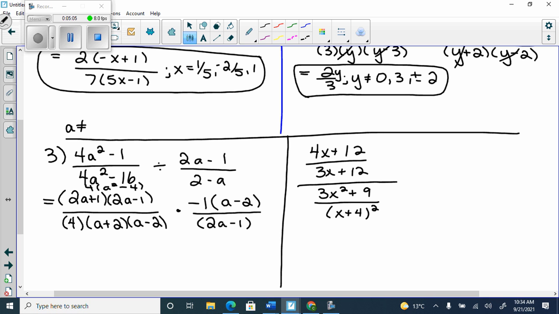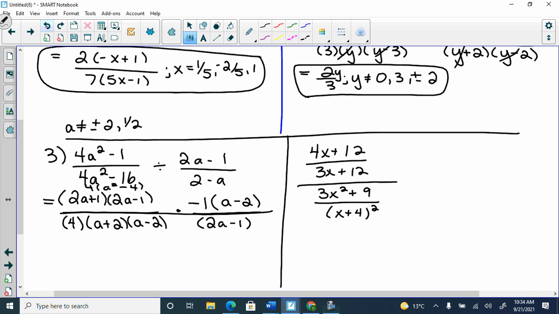Okay, so a can't equal plus or minus 2. This one's still 2, and this one's a half. Then draw straight across. A minus 2 is canceled. 2a plus 1 does not cancel. Darn it. Let's go back. 2a minus 1 is canceled. A minus 2 is canceled. And then you get negative 1, 2a plus 1 in brackets, over 4a plus 2. And then a can't equal plus or minus 2 and a half.